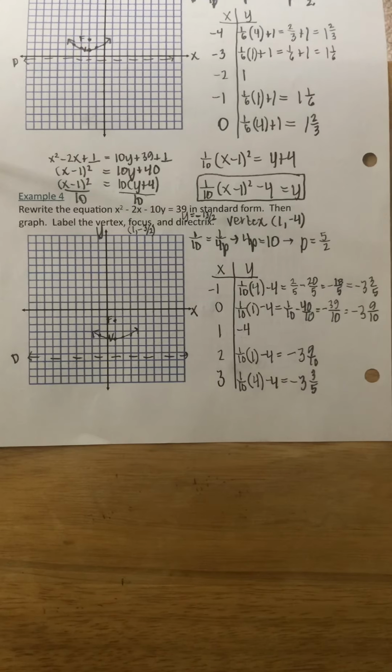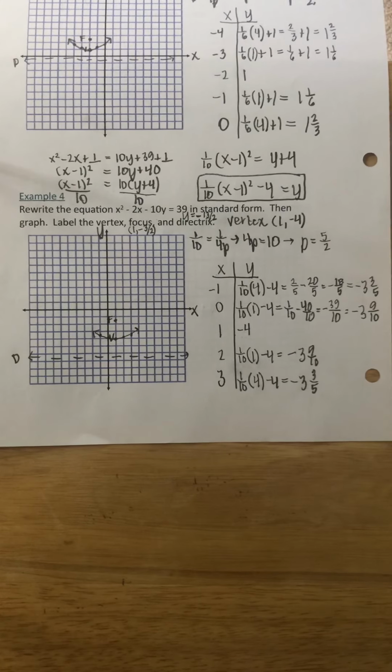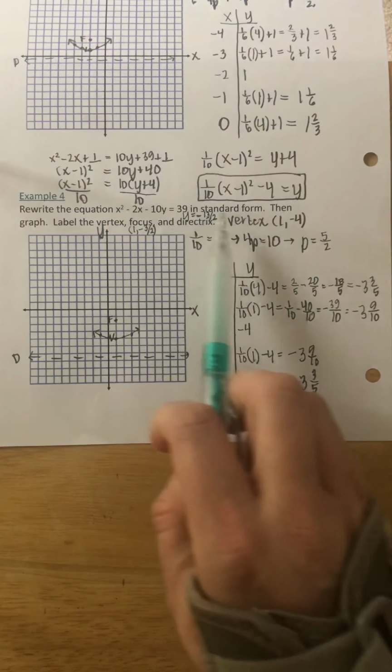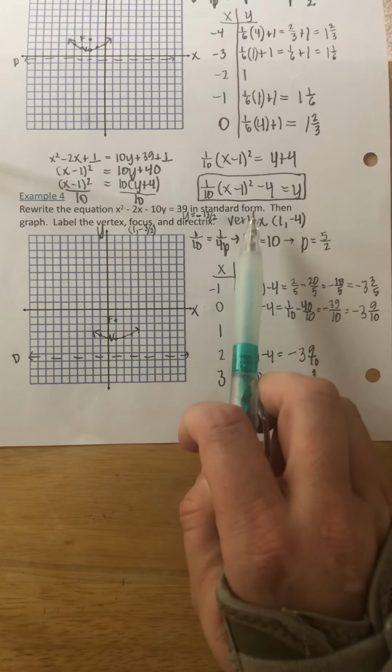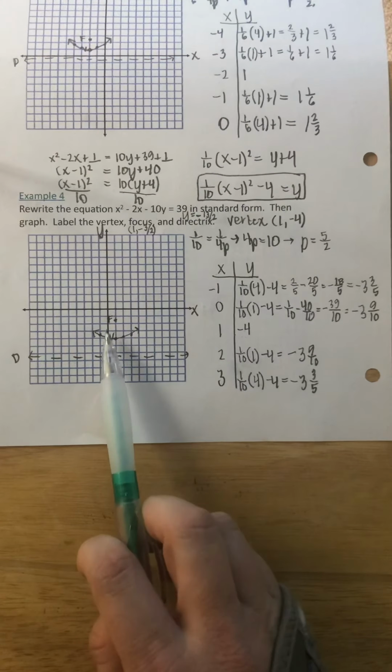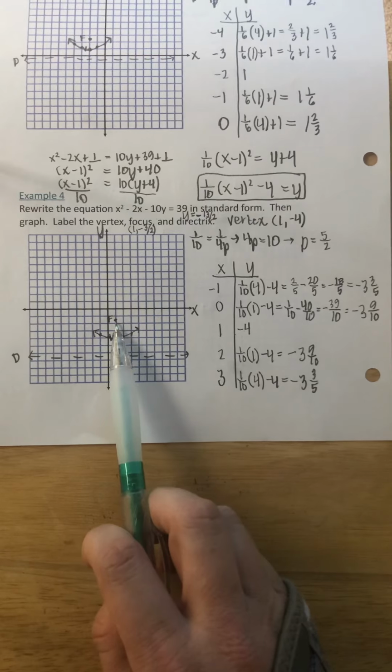Hey guys, we're back. Hopefully you have what I have for example 4. So I completed the square. Here's my work. Here's the equation I came up with. I found out that P was 5/2 or 2.5. So my vertex was at 1, -4.